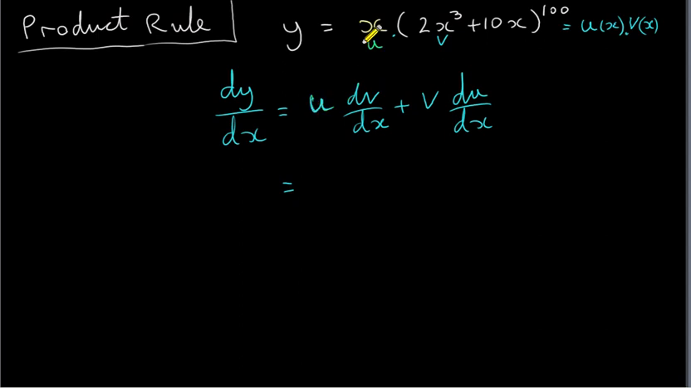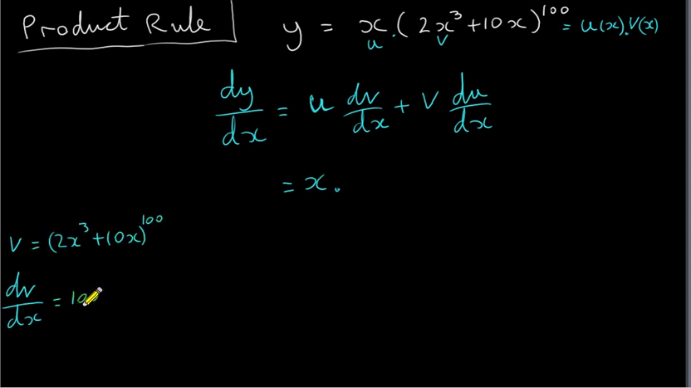So if we want to get the derivative, we write down u, which is x, times dv/dx. That means we have to differentiate (2x cubed plus 10x) to the power of 100. So I'll write that over here. v equals (2x cubed plus 10x) to the power of 100. Now, in the last video, I explained how to use the chain rule to differentiate such a thing. So we can't expand it out, so we have to use the chain rule.